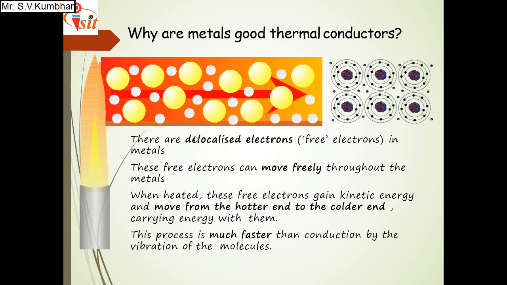There are delocalized electrons in metal. That electron carries that energy from one end to the other end. Also, there are some molecules which are in contact with each other. If you supply heat energy, that molecule will vibrate with respect to its mean position, and that is why one molecule transfers heat energy to another molecule, and in this way heat is transferred from one end to another. When heated, these free electrons gain kinetic energy and move from the hotter end to the colder end, carrying energy with them. So, this process is much faster than conduction by the vibration of the molecules.